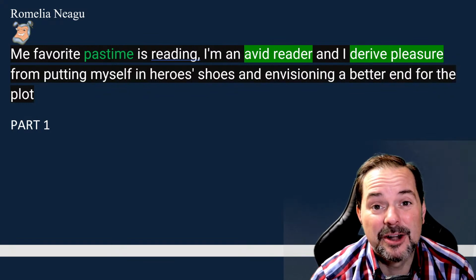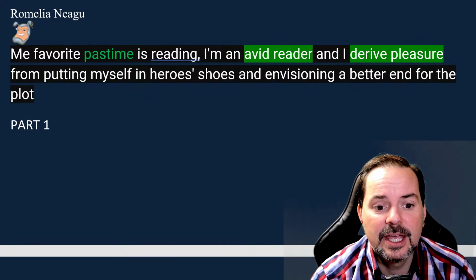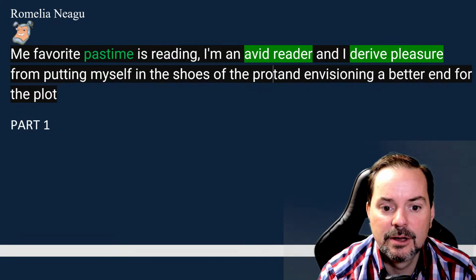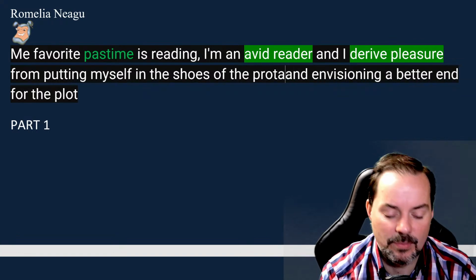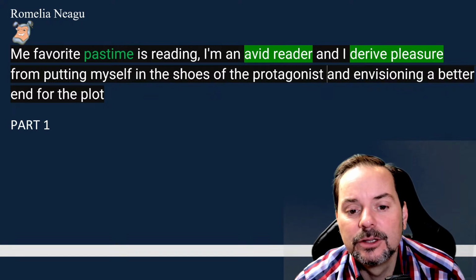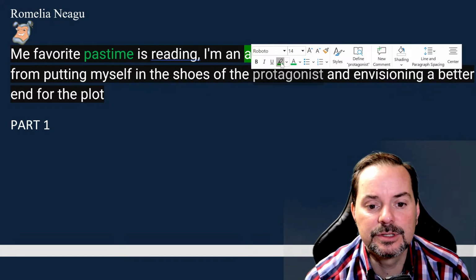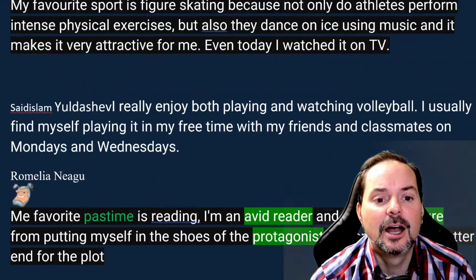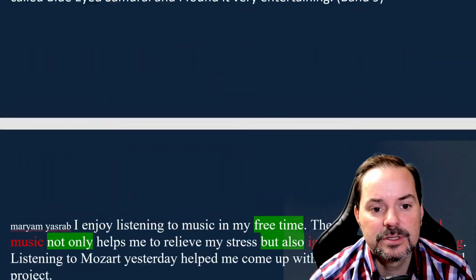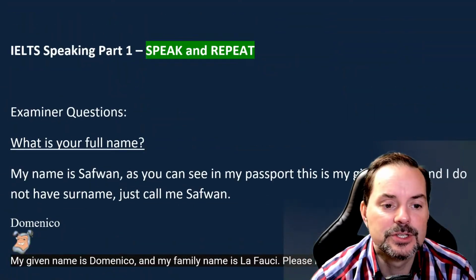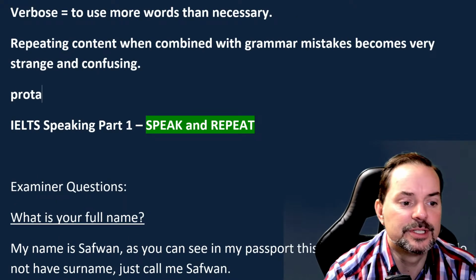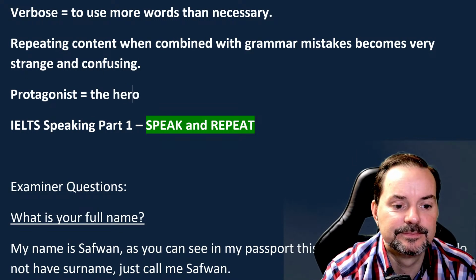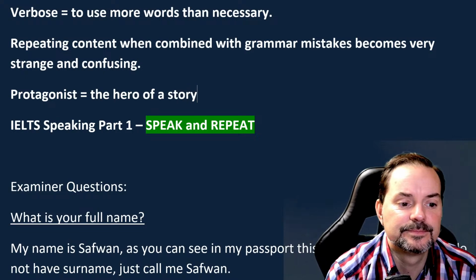Here's an even better word than hero. Putting myself in the shoes of the protagonist. Okay, learn vocabulary, everybody. Romelia uses nice vocabulary, so I like teaching even more vocabulary. The word protagonist, especially for those of you who like stories and books, it's a good word to know. Protagonist is usually the hero of the story.